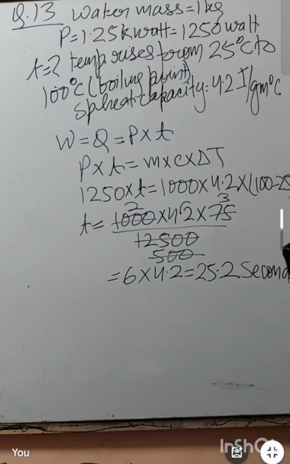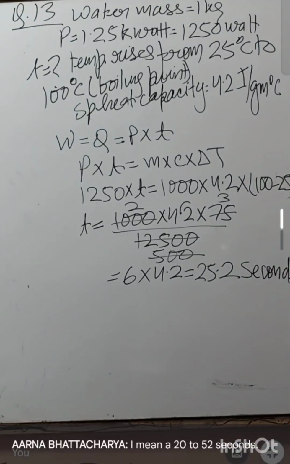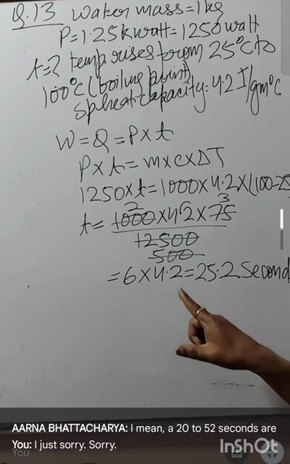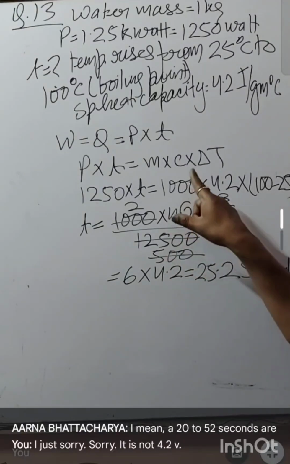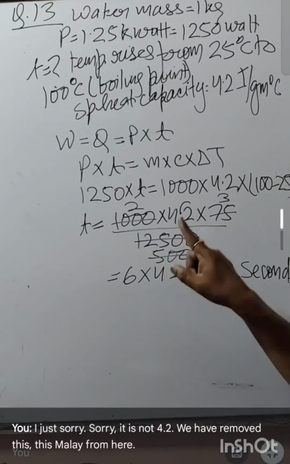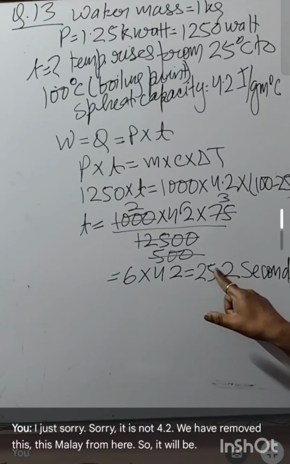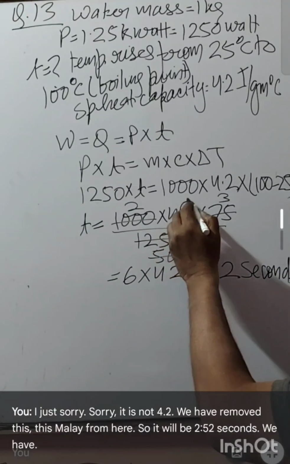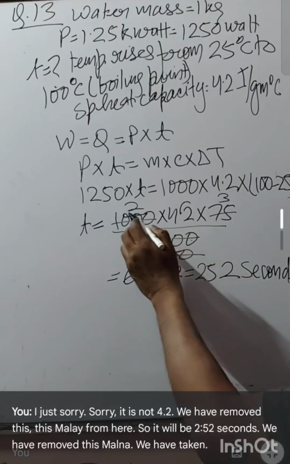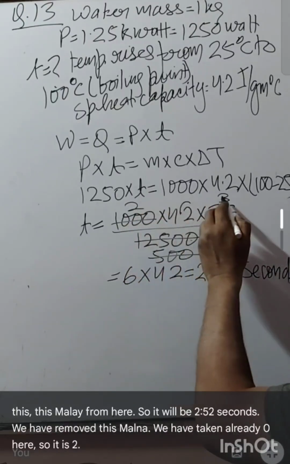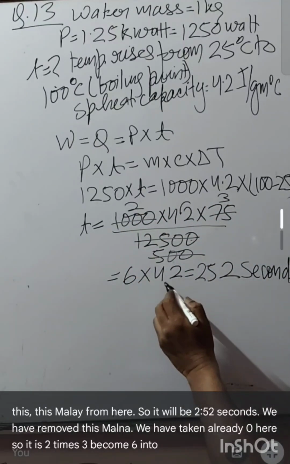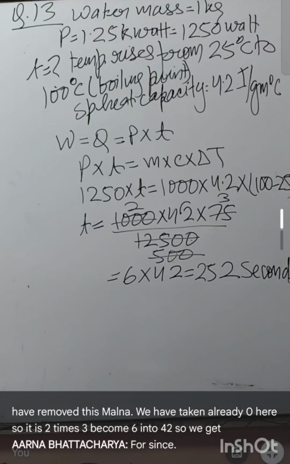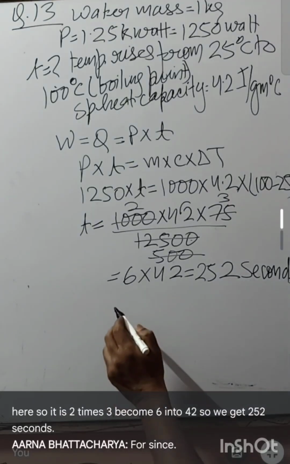Sir, I am getting 252 seconds. Acha, sorry. It is not 4.2. We have removed this decimal from here, so it will be 252 seconds. We have removed this decimal, na? We have taken already 0 here. So it is 2 times 3 becomes 6 into 42. So we get 252 seconds. Right? Yes, sir.